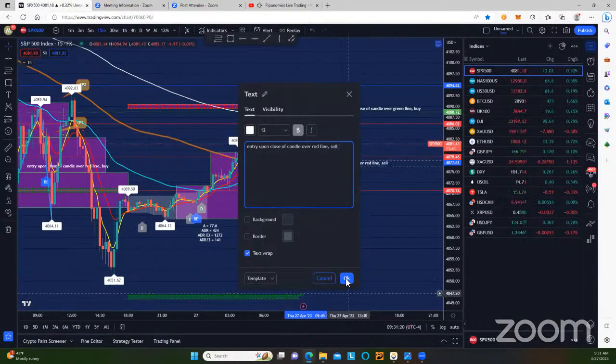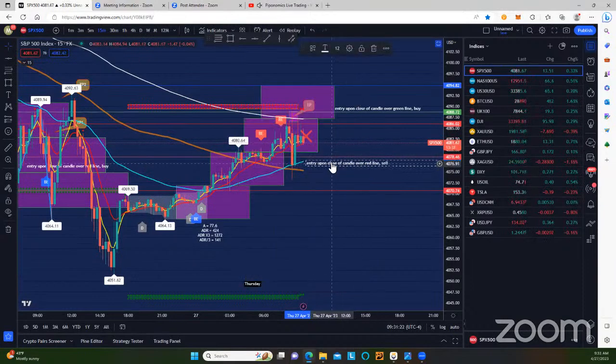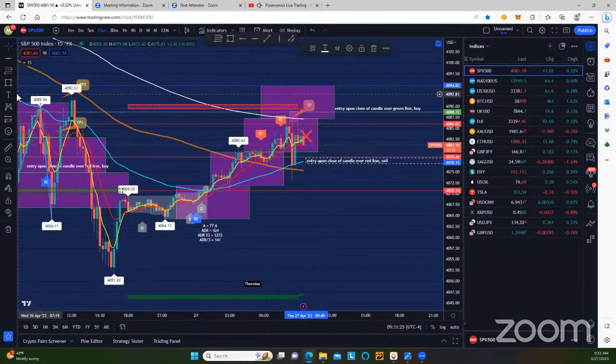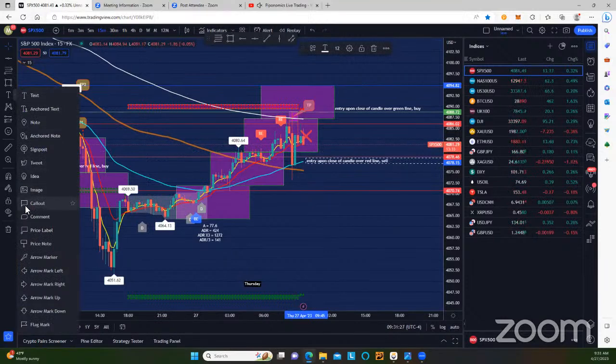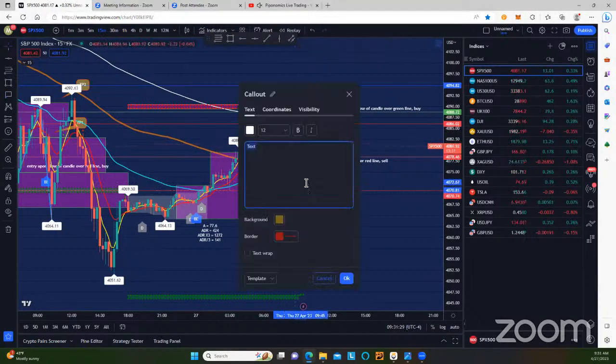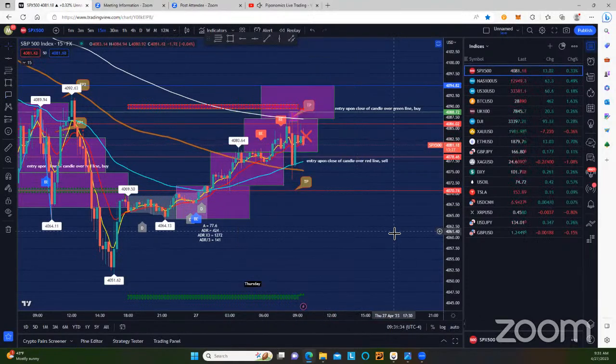This box, however, is an entry upon close of candle over the red line for a sell. This one has not played out, and there is a TP waiting, color coded, right? TP of the next red line. So there's a TP here. This is a possibility, but we will have to wait for candles to close over.